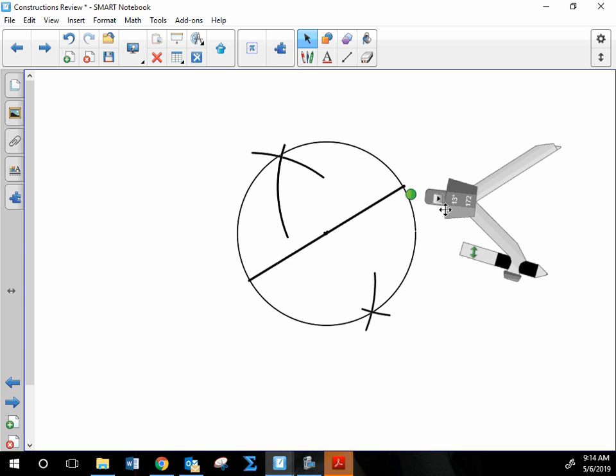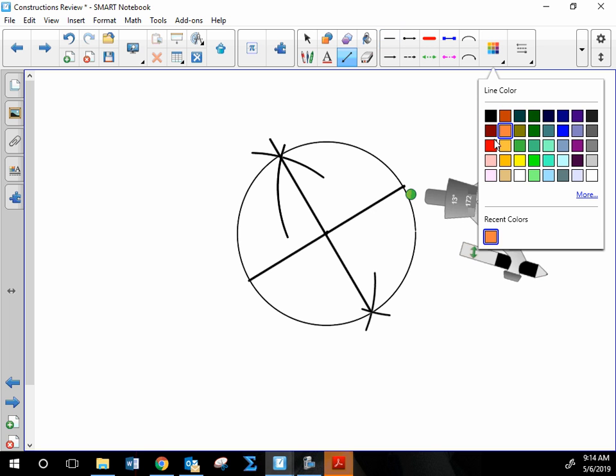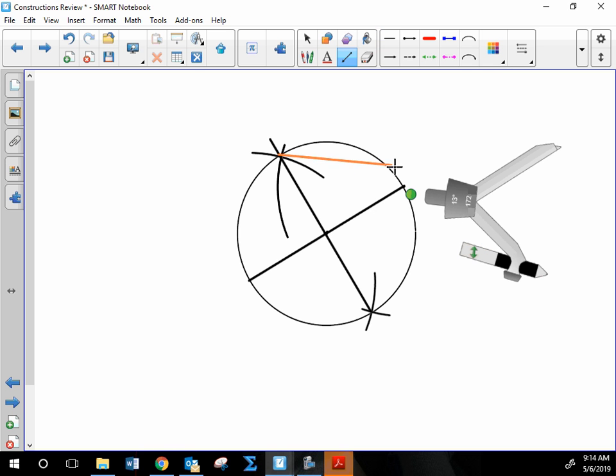Now mine just happened to connect pretty close to the circle. It doesn't have to. Ideally it would connect inside or outside. And then I just connect those intersection points. And then where it crosses your circle, that's what we use for our square. So if I were to actually make my square, I'm going to do it in orange here. Because we know for a square, our diagonals are perpendicular, and they're bisecting. We did a perpendicular bisector. Okay. So just refresh your memory.